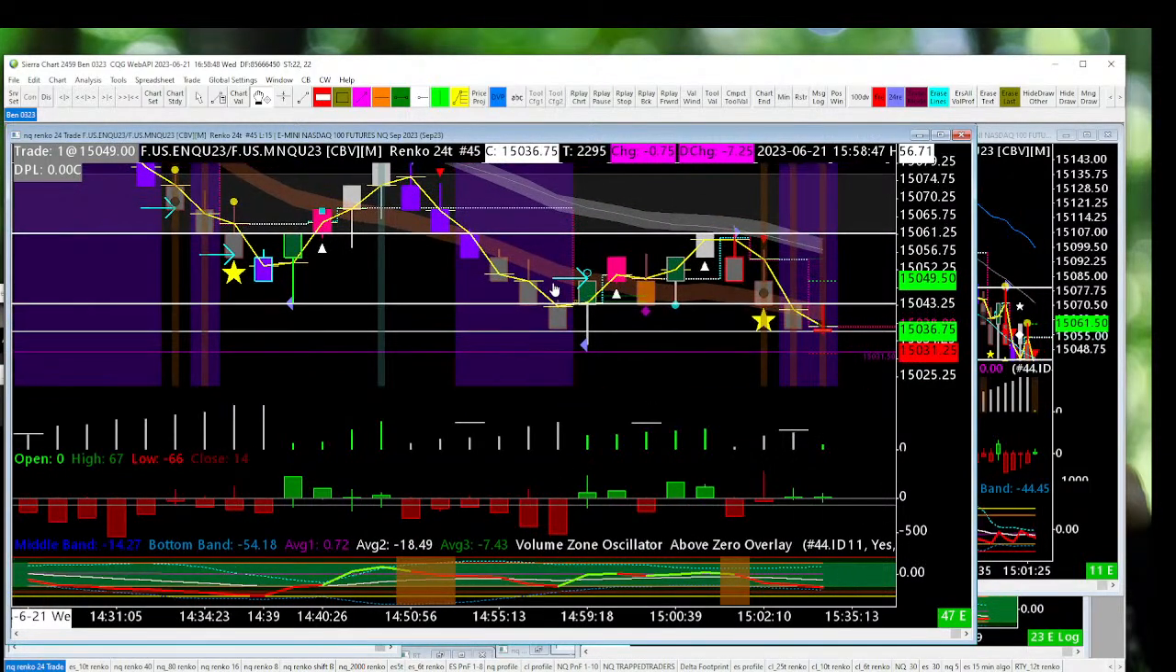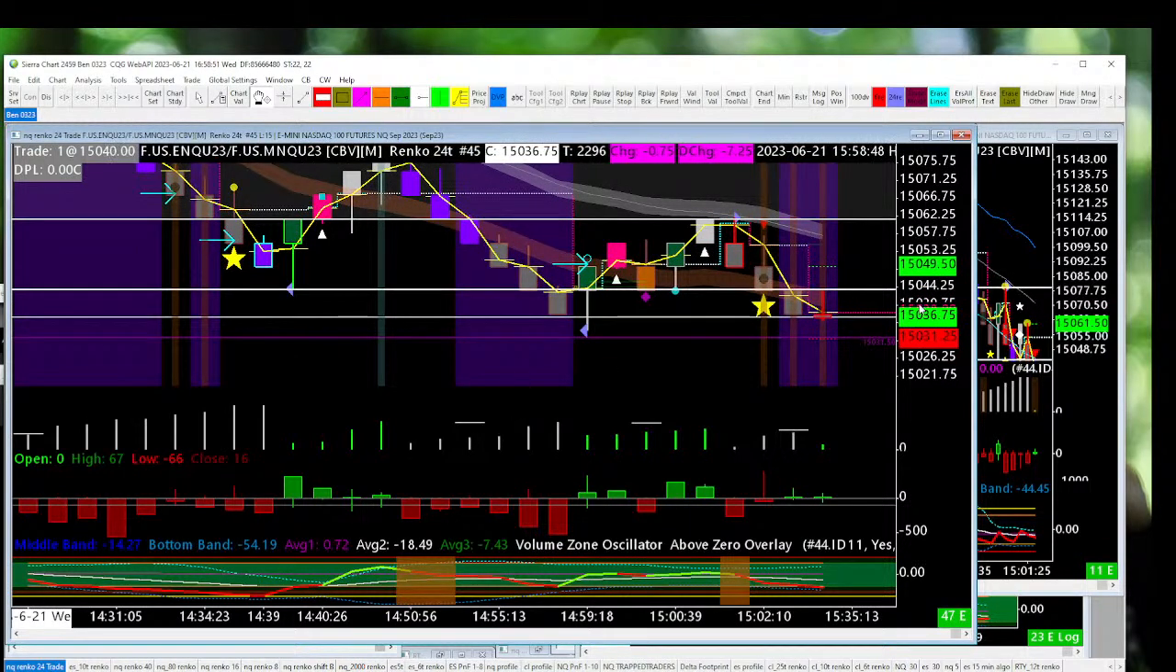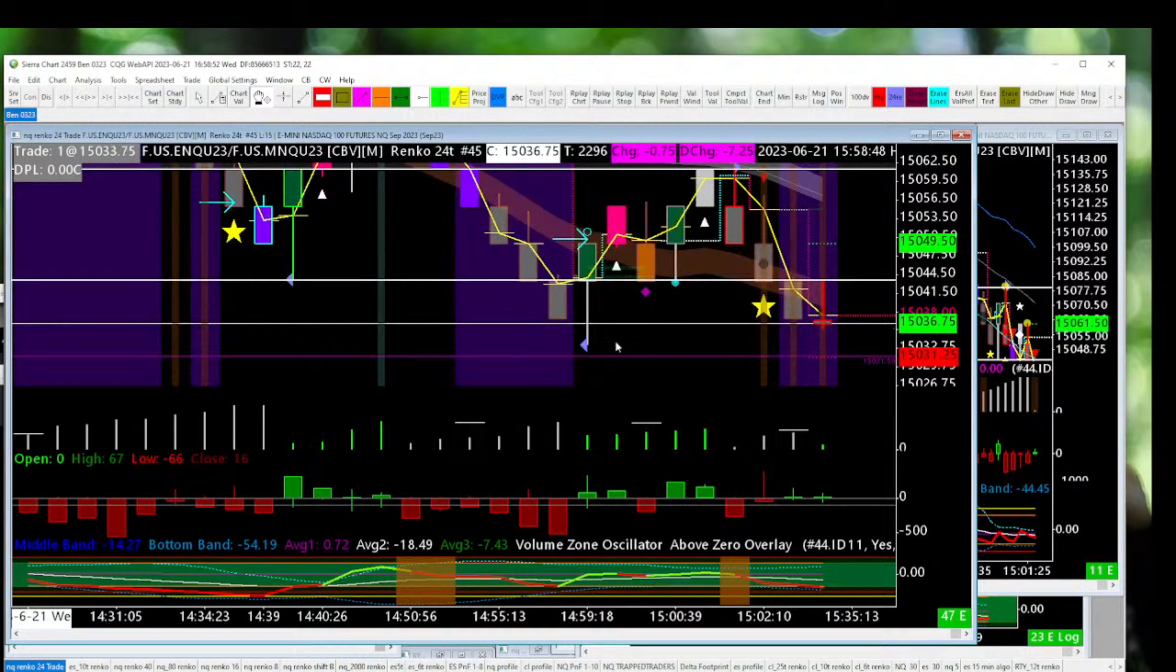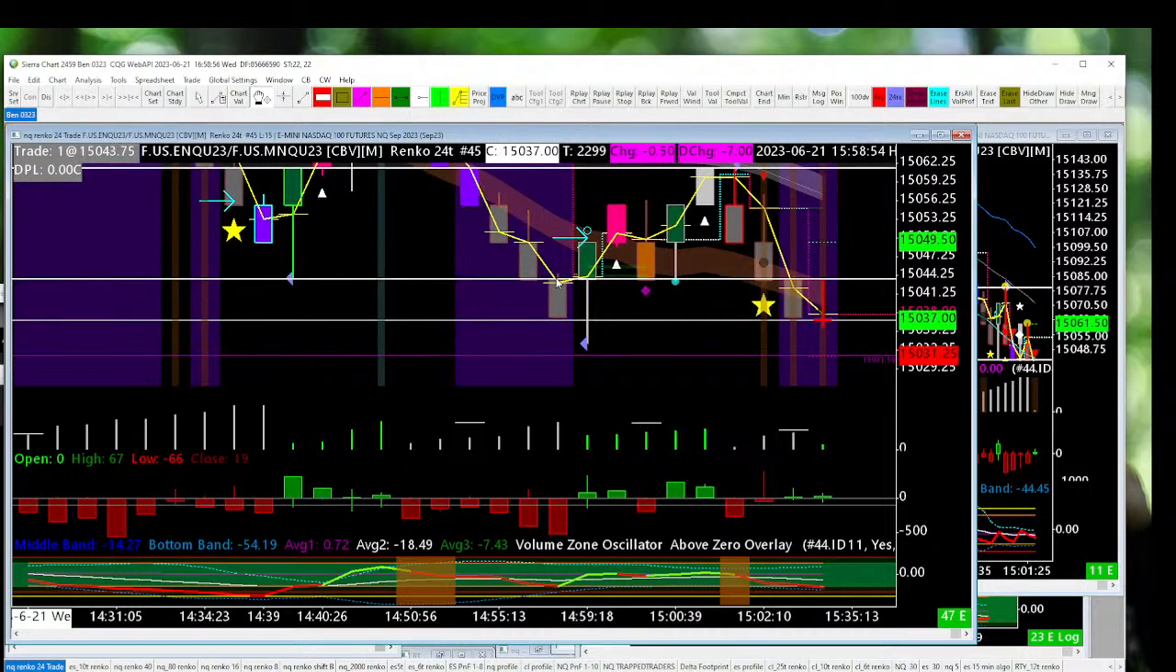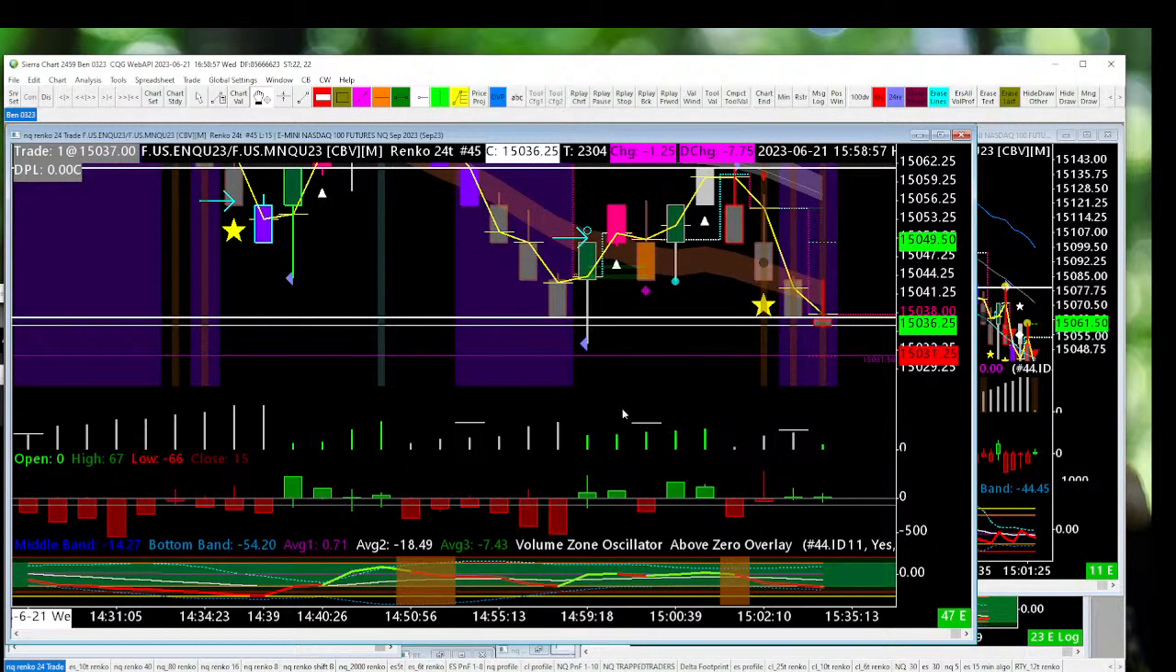Needs to get under it. Oh, that's right now. So as long as we get under this with a bear bar that's not purple, we need to get the yellow line below it. Then it's bearish.